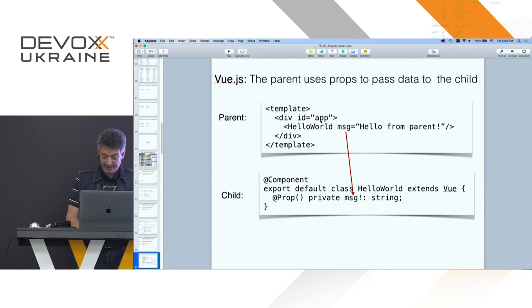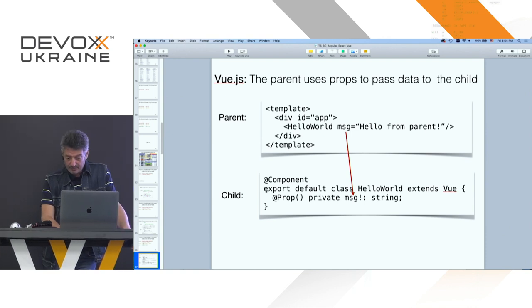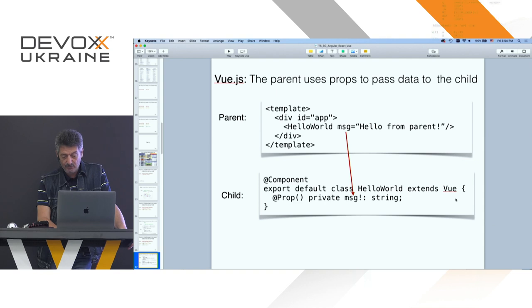So the parent has, in the template, angle bracket hello world, meaning it has a child, apparently hello world, and msg is equal hello from the parent. This msg tells me that it's a prop. So we are passing hello world down to the component. The child in Vue may look like this. Export default class HelloWorld extends Vue, and the variable msg is marked with @Prop. Decorator, or again in Java lingua with annotation.